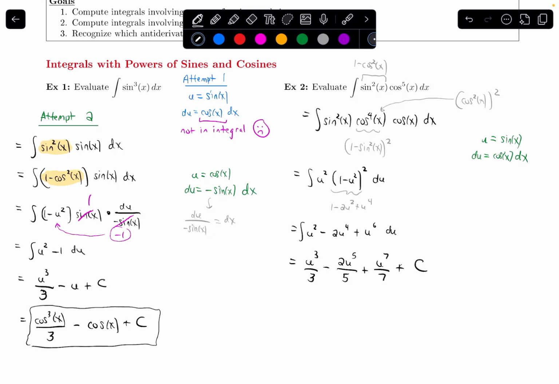And then I've got to sub back in. Doing that, I'll get sine cubed of x over 3 minus 2 sine to the fifth of x over 5 plus sine to the seventh of x over 7, and then plus c at the end. And we got it.